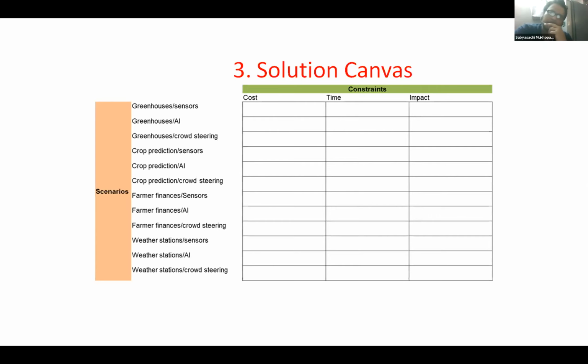For example, greenhouses with respect to sensors, greenhouse AI, greenhouse crop steering, crop predictions, sensors. Now, if we map the same thing like I discussed a minute ago, if we want to plan it for the healthcare domain, and we pick a theme like cancer, what are the possible solutions you can contribute there? If you can develop an AI-based solution for cancer, for example oral cancer detection or skin cancer detection, then what are the benefits you can generate?